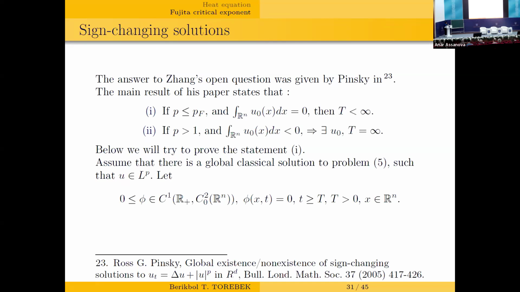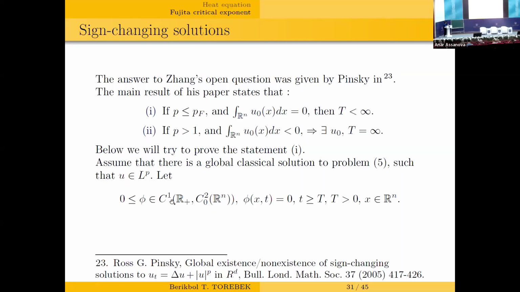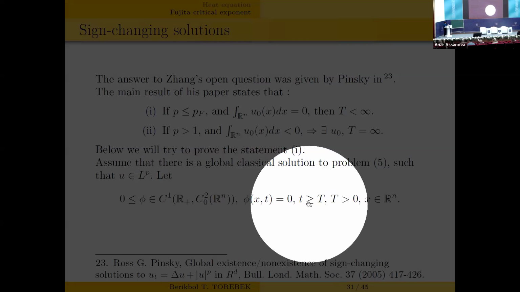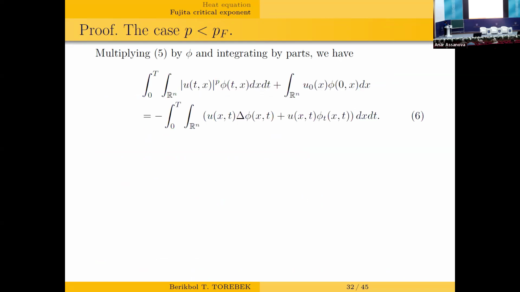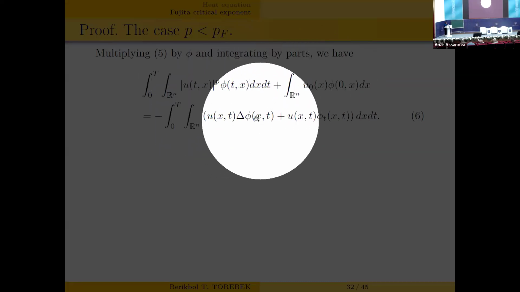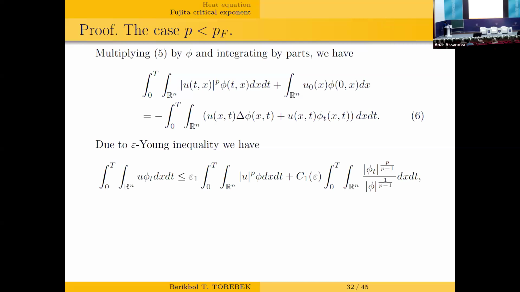And we assume that there is a global in time classical solution, and such that u belongs to the L^p space. And let us consider this kind of function from this space. And we suppose that phi(x,t) equals 0 if t is greater than capital T. And we can multiply equation 5 by this function, and integrating by parts, we have this expression 6. And here, all derivatives are on the function phi, and also here, the derivative by time. Also, we can integrate by parts for the t function phi. And using the Young inequality, we have this inequality.